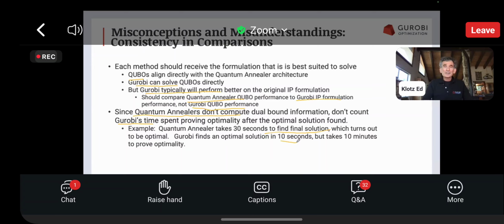It's also not 10 seconds to 30 seconds, because at the 10-second mark, you have no idea that this is the best solution you're going to find. The fair comparison is to run each method for 30 seconds and compare the solution, and also recognize that after 30 seconds, Gurobi has some form of dual bound that the quantum annealer doesn't have.